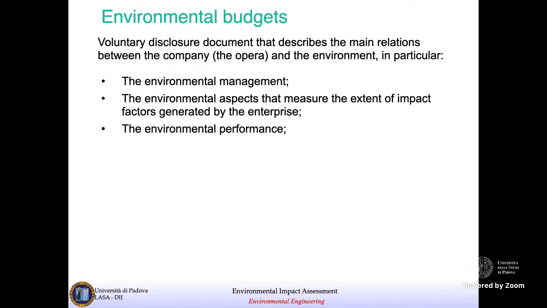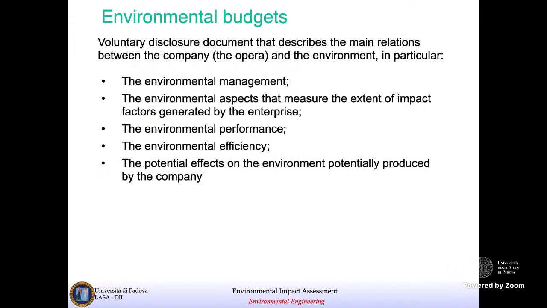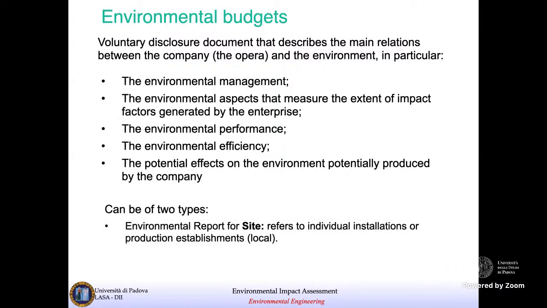These are all indicators that you can calculate on the basis of environmental budgets, and they give you tools for evaluating the environmental performance and environmental efficiency of a given enterprise, and the potential effects on the environment potentially produced by the company. And we can identify essentially two types: environmental reports, on one side, refer to an individual installation or production establishment. It is a local evaluation.